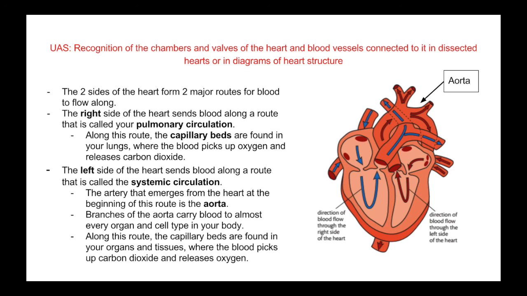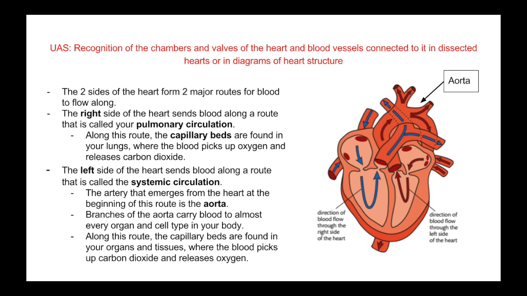The left side of the heart sends blood along a route that is called the systemic circulation. The artery that emerges from the heart at the beginning of this route is the aorta, which is located at the top of the heart. Branches of the aorta carry blood to almost every organ and every cell type in your body. It is a very important artery. Along this route, the capillary beds are found in your organs and tissues where the blood picks up carbon dioxide and releases oxygen.